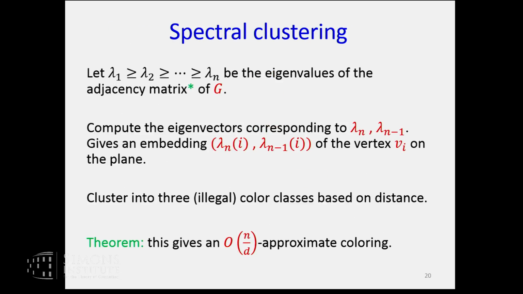So let me give a few more details, and really very briefly. The first step is a spectral coloring. If we consider the eigenvalues of the adjacency matrix of the input graph G, we look at the two most negative eigenvalues, and we look at the eigenvectors that correspond to them. Each vertex has an entry in each eigenvector. So this gives an embedding of all vertices in the plane according to their entries. One coordinate is their entry in one eigenvector, the other in the other. And you cluster according to distances in this embedding in the plane. And you get from this three color classes, which are not necessarily a legal coloring. You might have edges within a color class. And the theorem says that this approach gives an order n over d approximate coloring.